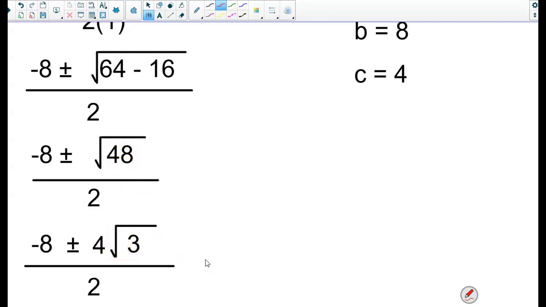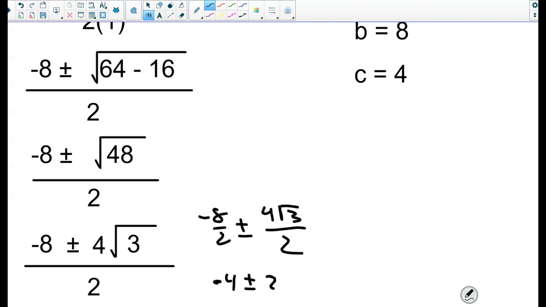This answer can also be written, if you break that 2 up, as negative 8 over 2 plus or minus 4 root 3 over 2. And then I can reduce those fractions. Negative 4 plus or minus 2 root 3. Okay. So the answer can be written either way. I'll accept either one.